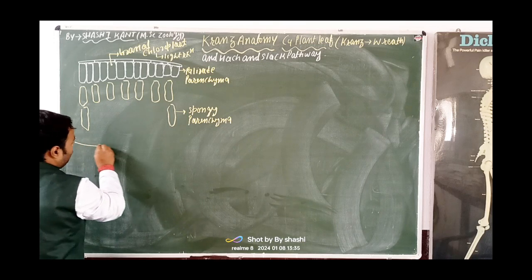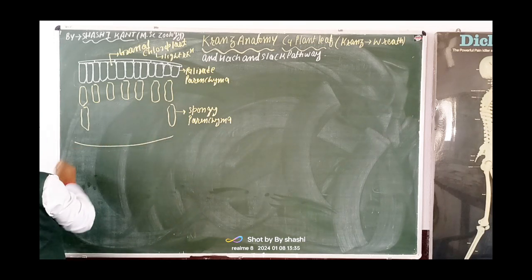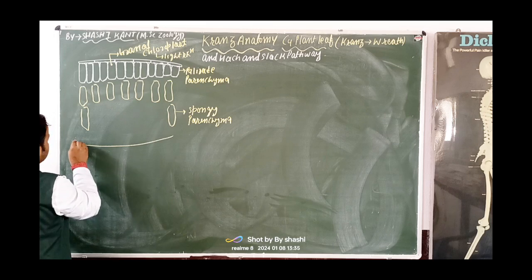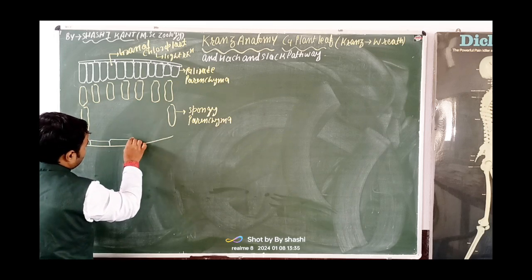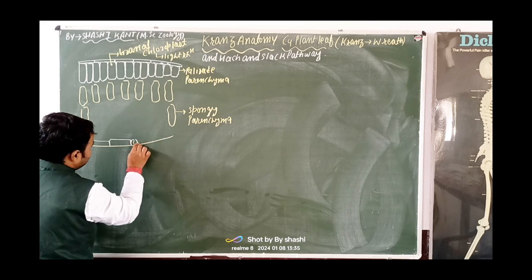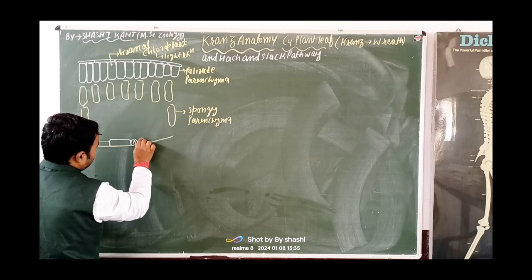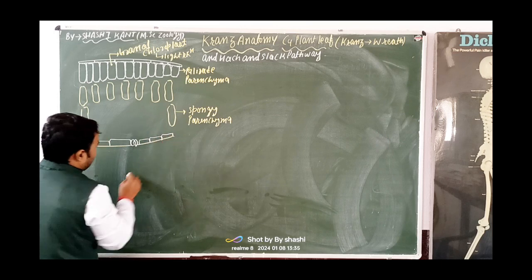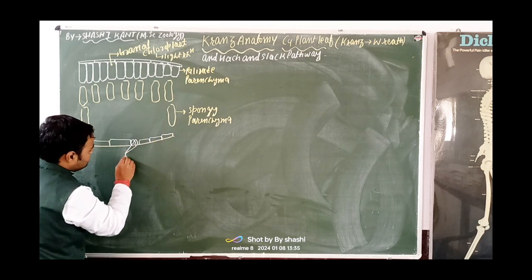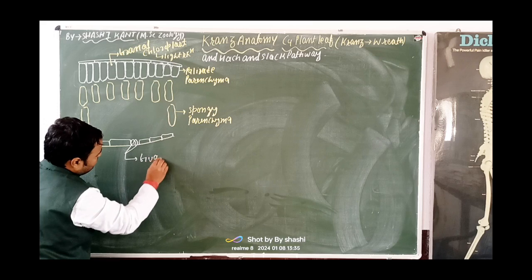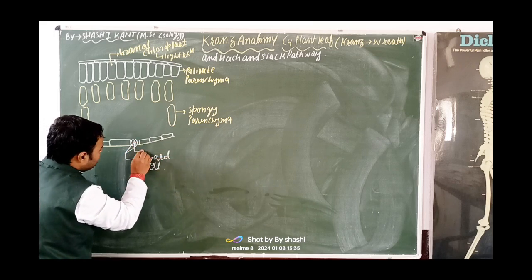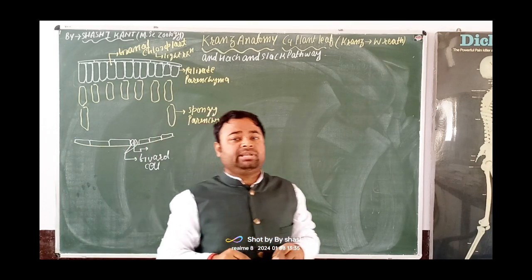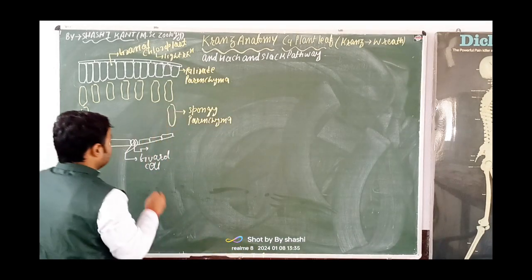This is actually the lower epidermis. This is a guard cell. These two bean-like structures are known as guard cells, and this pore, from where gaseous exchange and transpiration take place, is known as the stomata.